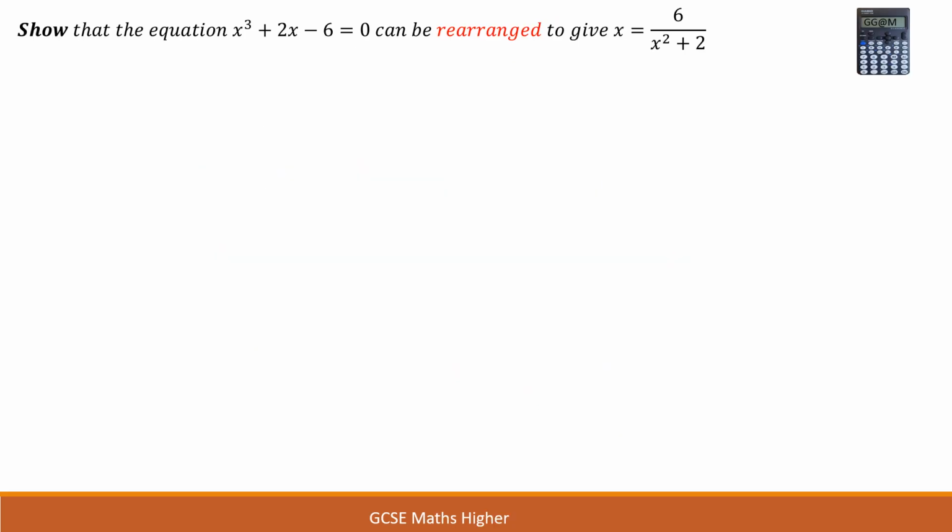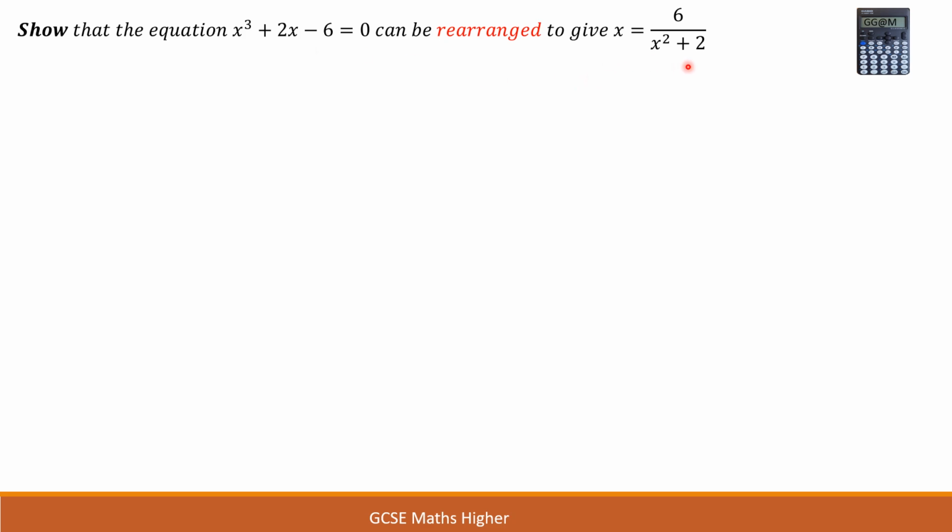So we're going to show that this equation x cubed plus 2x minus 6 equals 0 can be rearranged to give x is equal to 6 divided by x squared plus 2. You will notice this is the same equation that we started with to show there was a change of sign. So it's exactly the same equation, and depending on how you rearrange this equation depends on which route you go to. So we've got to rearrange it to give you x equals.